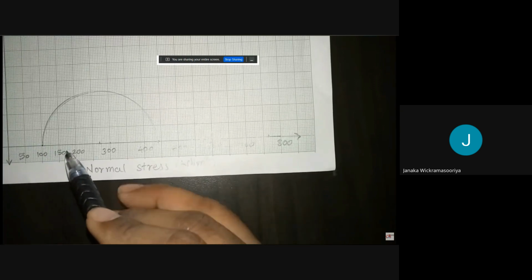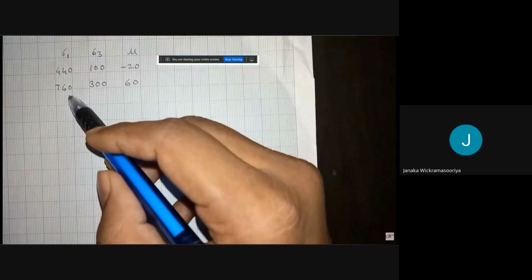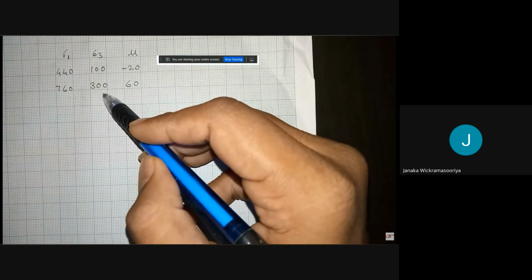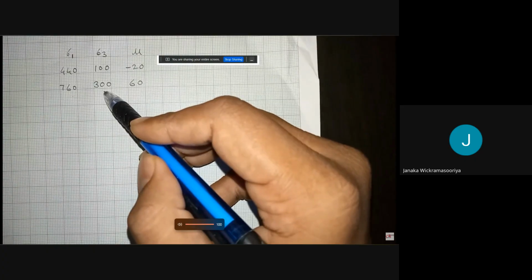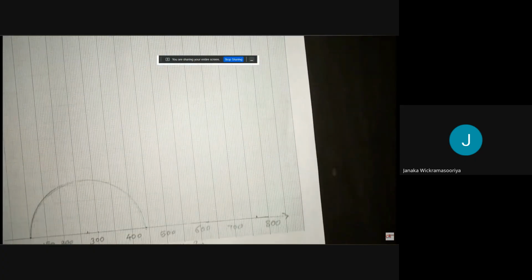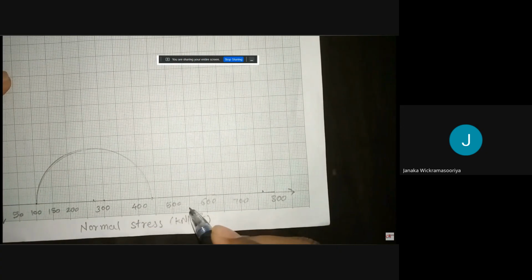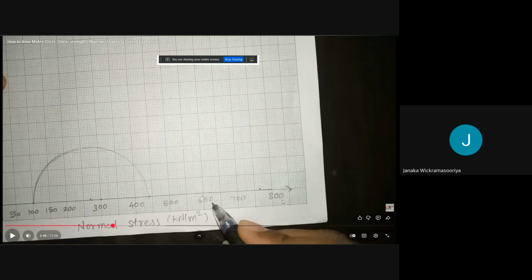Now I have to use the second sample. In the second sample, sigma 1 is 760 and sigma 3 is 300. So I have to plot 2 points, 300 and 760. First I will plot 300 on the x-axis. 300 is here, and 760. Now these are the sigma 3 and sigma 1 values, right? So it is better to practice these during your study. Otherwise in the exam you will not be able to do it.